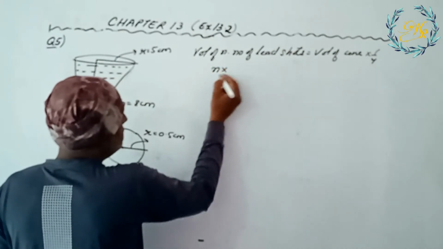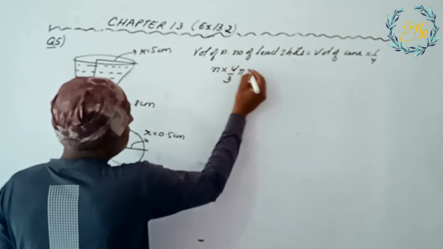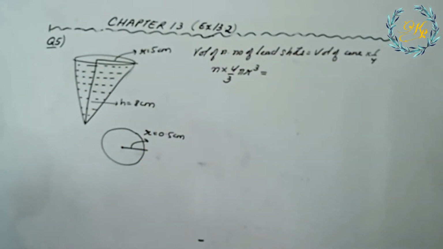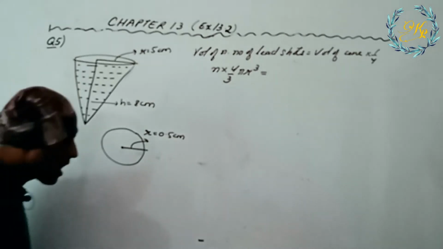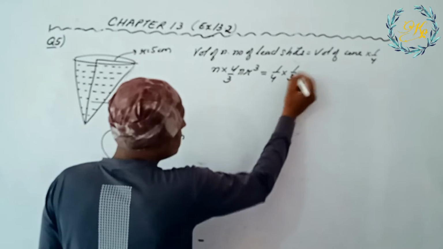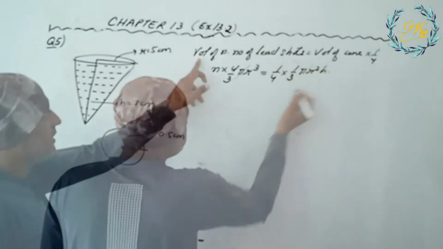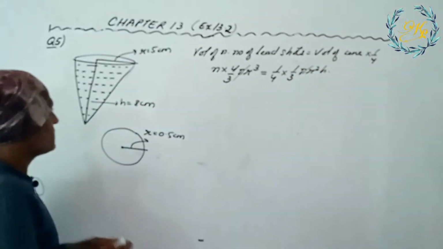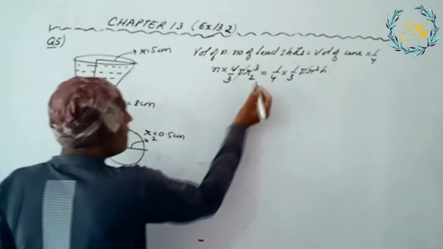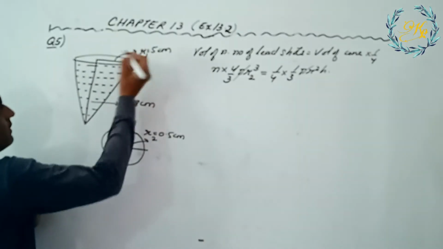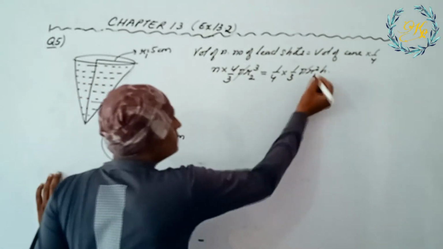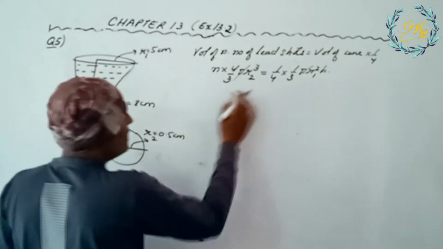Now placing the formula for it, we get n is the number of lead shots. For a sphere, the volume formula is 4/3 pi r cube. Okay, and then we have 1/4 into the formula for volume of cone, 1/3 pi r square. Here, this radius is for the spherical ball, let it be r2, and here 5 centimeters is the radius for the cone, so let it be r1.